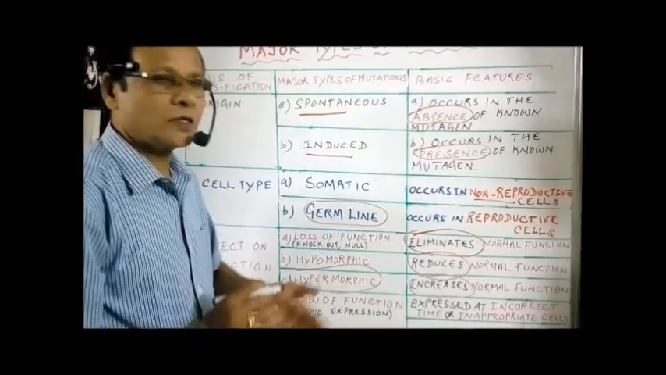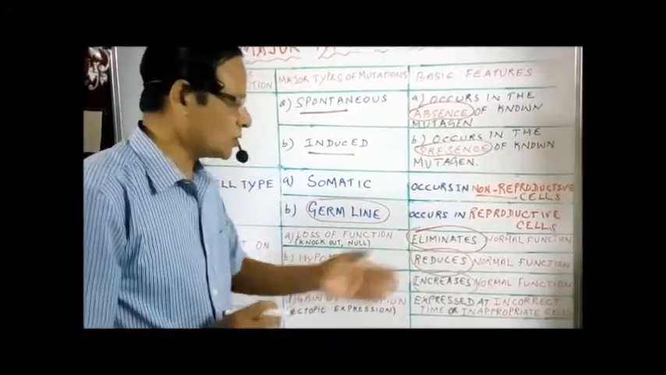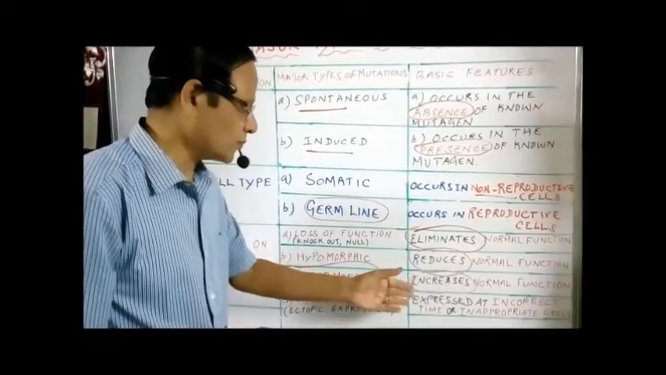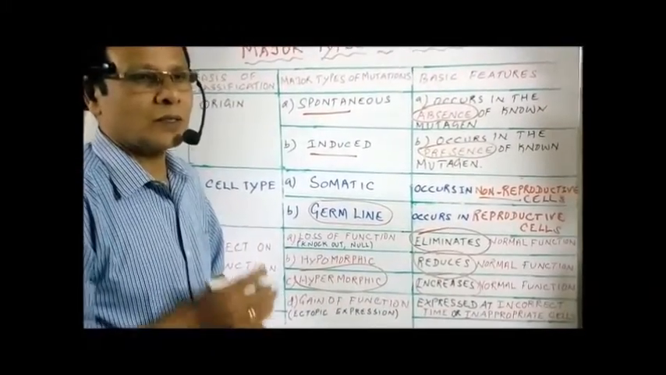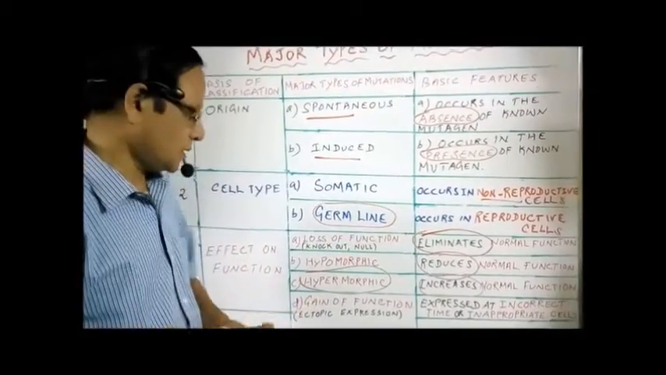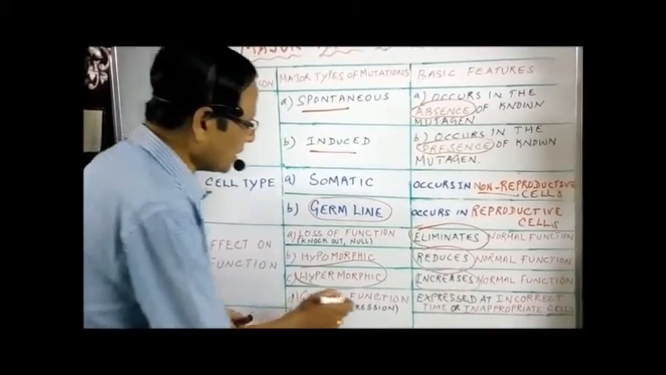The first one eliminates the normal function. The second one reduces the normal function. The third one increases the normal function. The activity of function has been increased. Now the last one, gain of function.